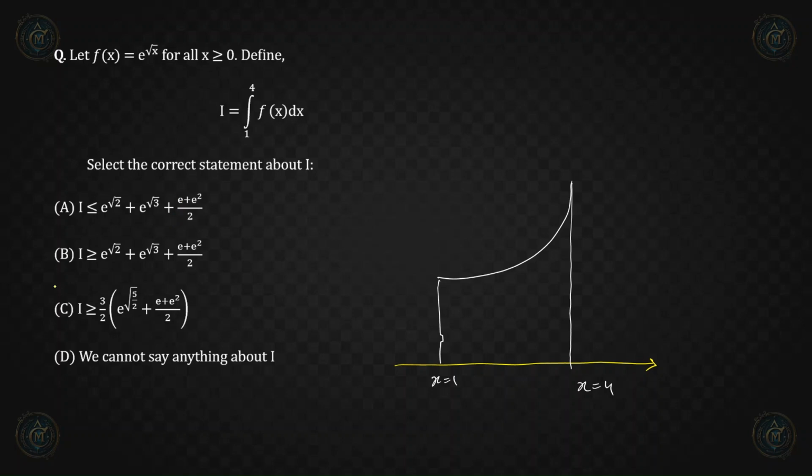So if I want to check the A and B options, we have to somehow get these points, right? x equal to 2, x equal to 3, x equal to 1, x equal to 4. So to get these points, we have to divide this interval into three parts, right? This point is x equal to 2, this point is x equal to 3. Then if we want to construct the trapeziums here, we join these points, then we simply construct the trapeziums.